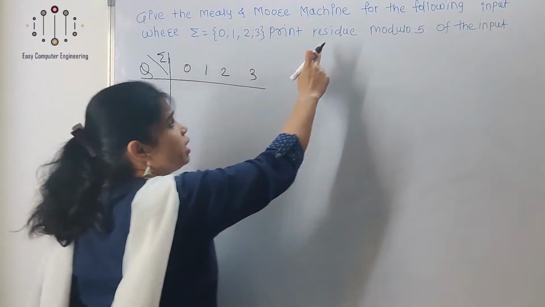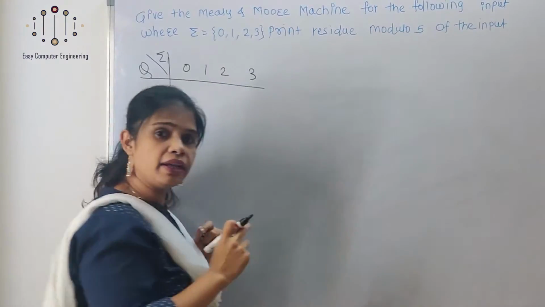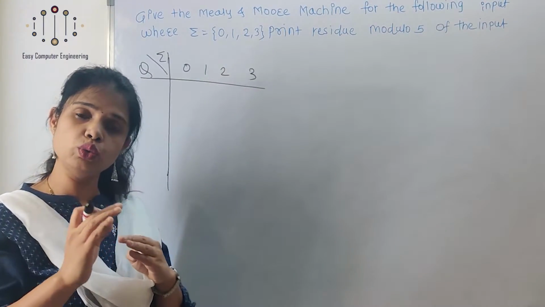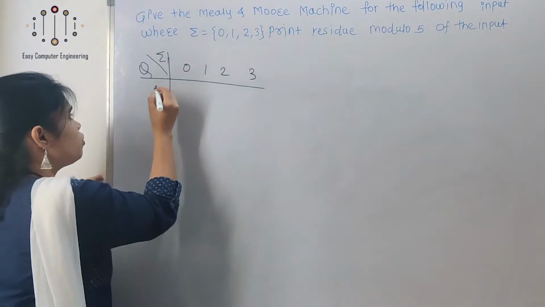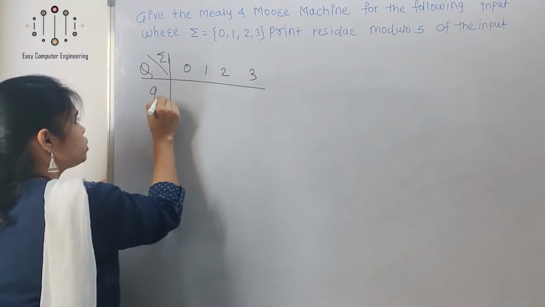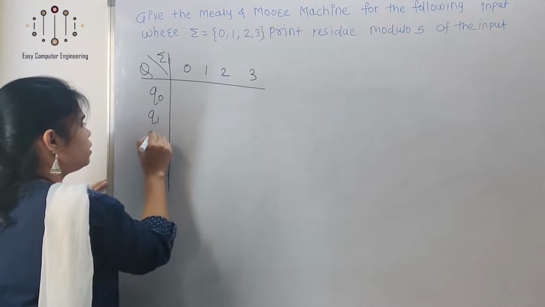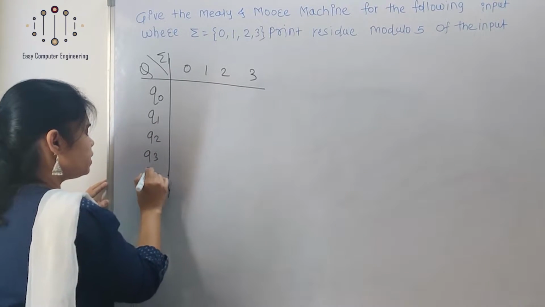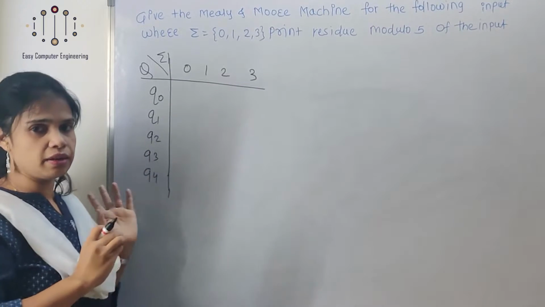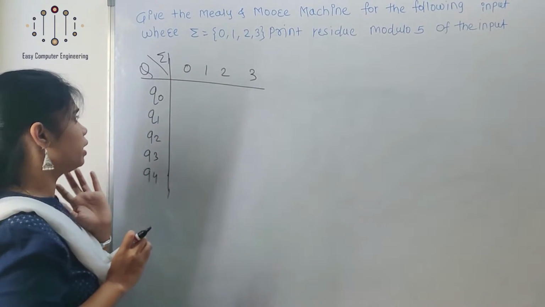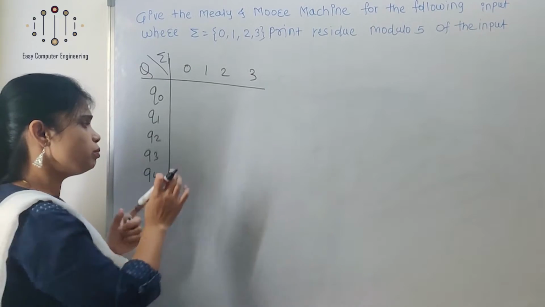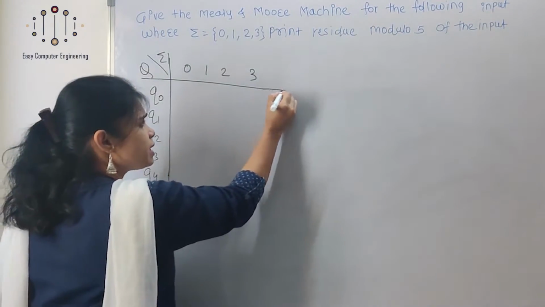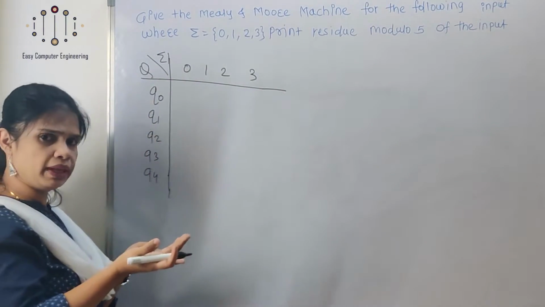Okay. If residue modulo 6, then the remainders will be 0, 1, 2, 3, 4, 5. Okay. Now for modulo 5, the remainders will be 0, 1, 2, 3, 4. Okay. So these states are giving these remainders. Okay. So we have given the number like that only. So how can we design a Moore machine, and the same we will convert into a Mealy machine.